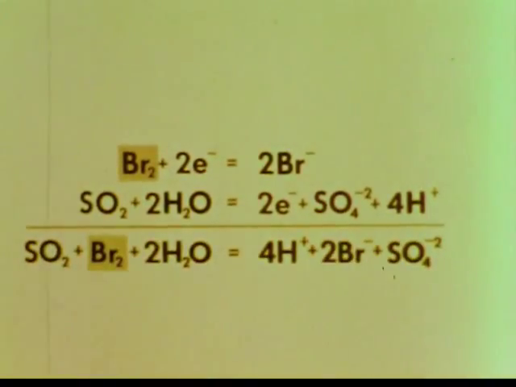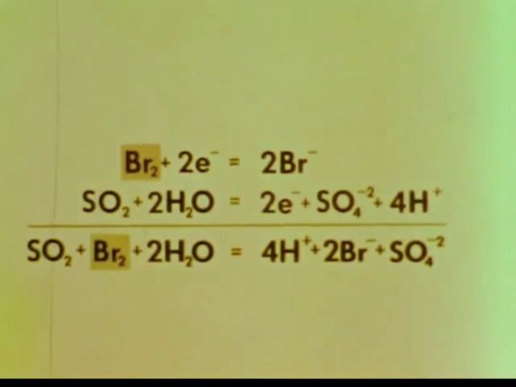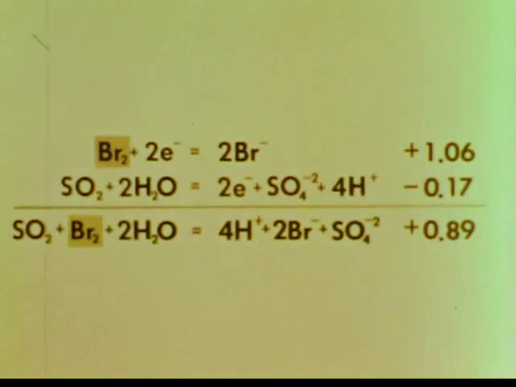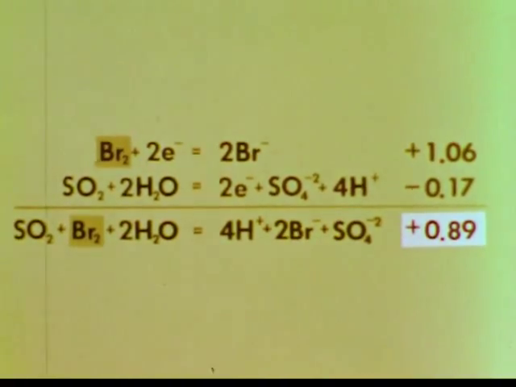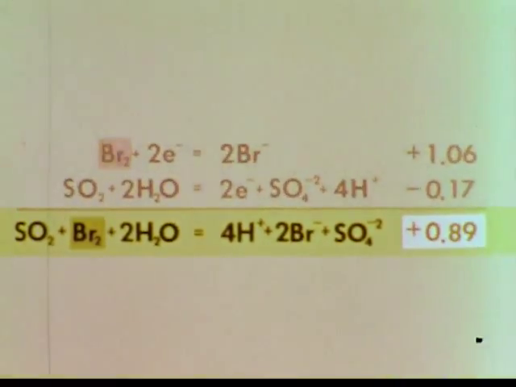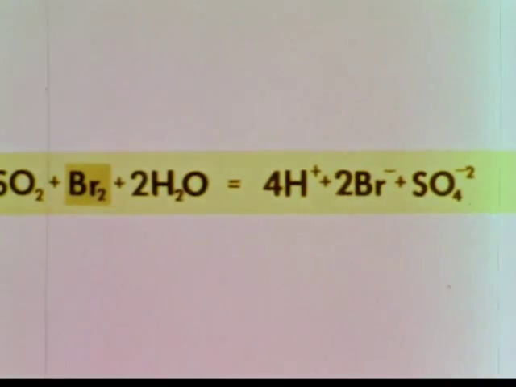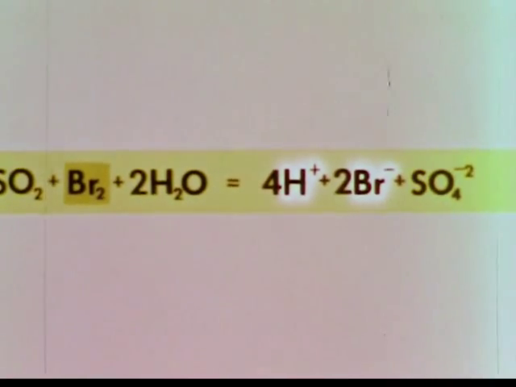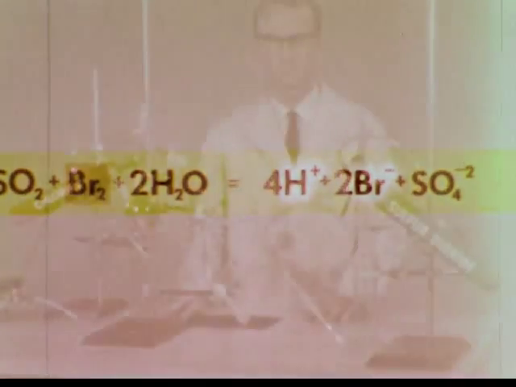We add them to obtain the equation for the overall reaction. Then, adding the appropriate E0 values gives a positive figure showing that the overall reaction may occur. Note that an aqueous solution of hydrogen bromide will be produced. Therefore, the gaseous bromine, when blown out of the seawater, can be concentrated as aqueous hydrogen bromide.